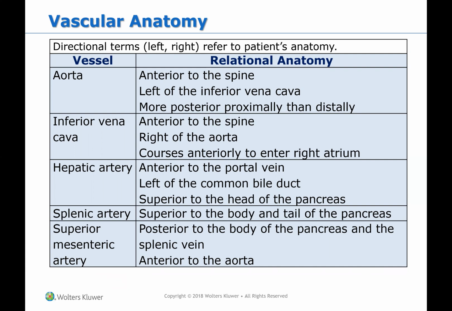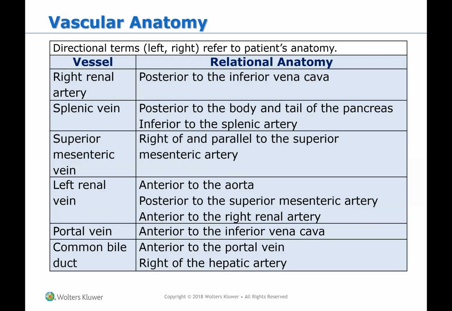So important things: aorta and IVC for sure. The hepatic artery is anterior to the portal vein going into the liver. The splenic artery, you're going to see superior to the body and tail of the pancreas. And the SMA is posterior to the body of the pancreas and the splenic vein, anterior to the aorta. I'm not going to go over each one of these because you can also read it, and it feels like we're doing this twice. So you guys can read that over. I want you to look at the relations.